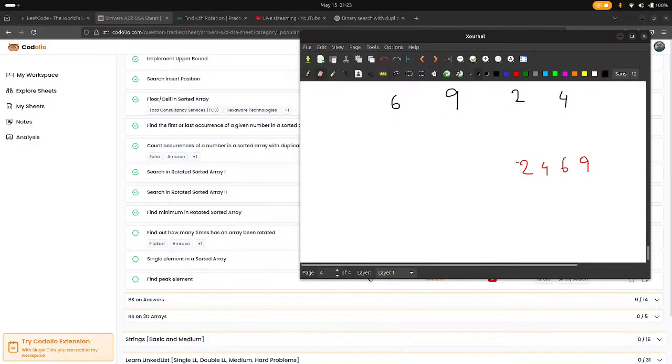Let me do a dry run. Firstly, let me start the binary search. So, okay, there is my low, my high, and let me consider this as a mid. So I have to find which part is actually the sorted part.